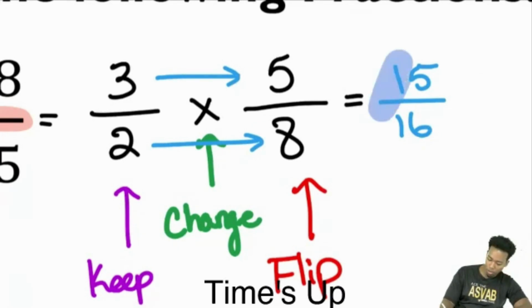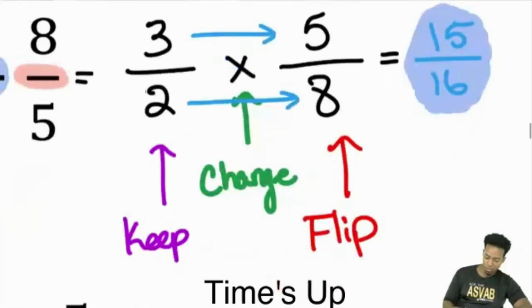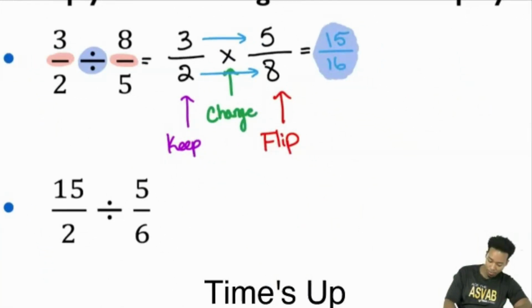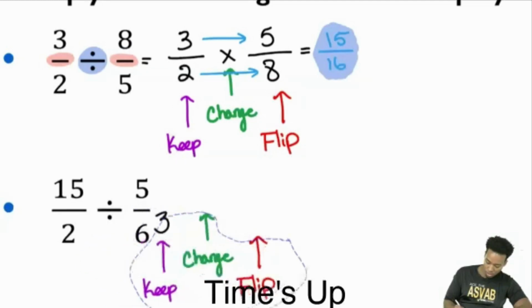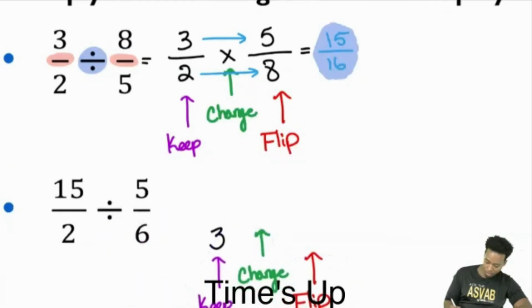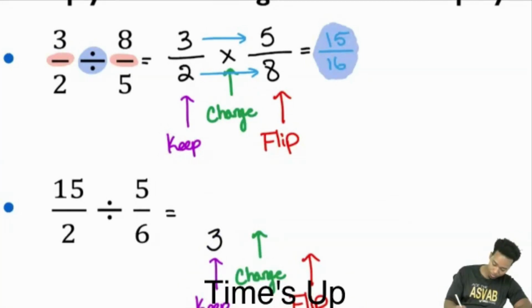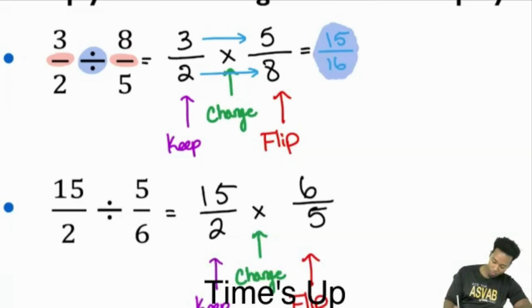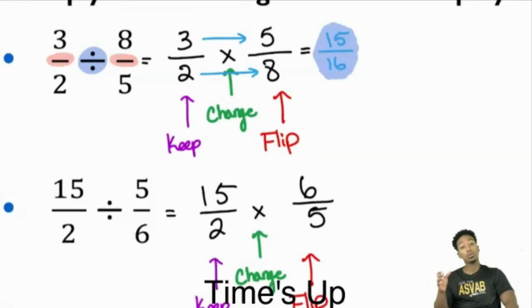So we're going to go through another question here. I'm going to leave that one in view so you can still look at it, but I want to take over into this next one now. Over here, I'm going to paste this again, and let's keep watching and learning. We're going to keep the first fraction, 15 over 2, the same. We change the operation to multiplication, and we flip the second fraction. So that'll be 6 over 5.